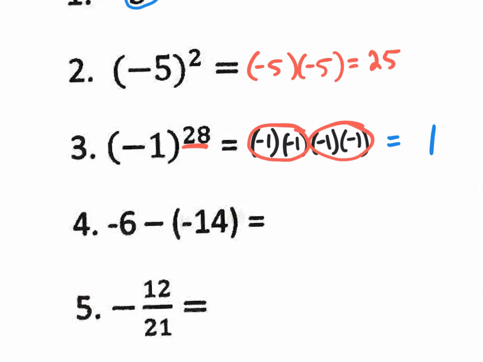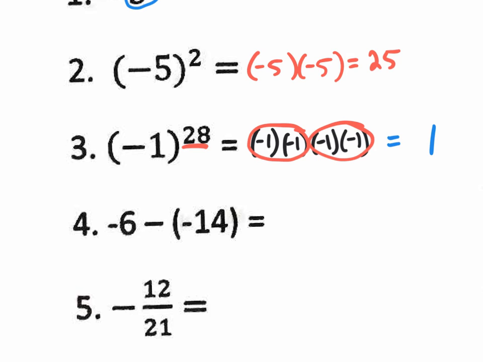Okay? Now, remember, 1 times 1 times 1 times 1, 28 times is still 1, right? Now, it will be positive. Why? Because the exponent is even, which means that you'll be able to pair them up, and each pair gives you a positive, so the answer is positive 1.